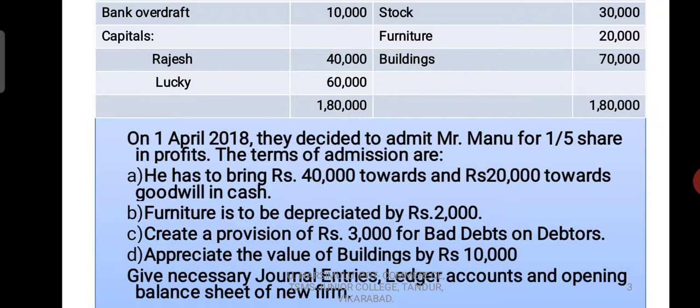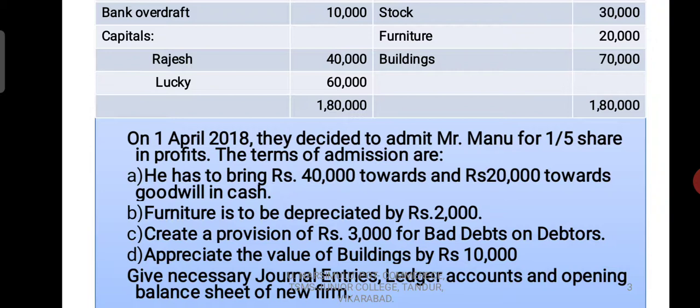And come to the third point regarding assets and liabilities revaluation. Appreciate the value of buildings by rupees 10,000. So we need to increase the asset value by rupees 10,000. Two assets are decreased, one asset value is increased. Keep that in your mind. So a total of 3 assets are affected, either increased or decreased in value. For that we need to prepare a revaluation account. This is the important point, you can keep in your mind.